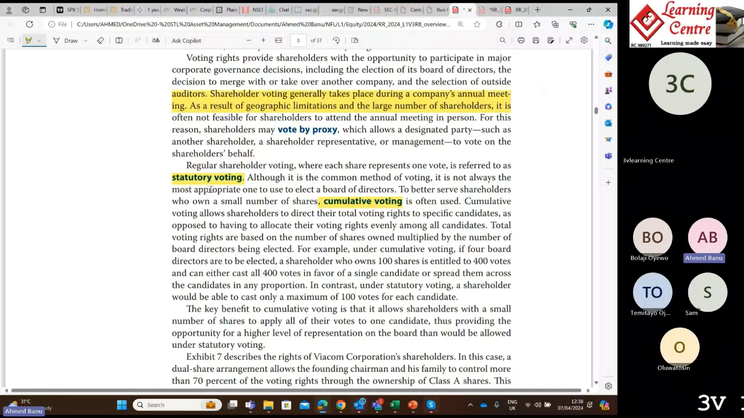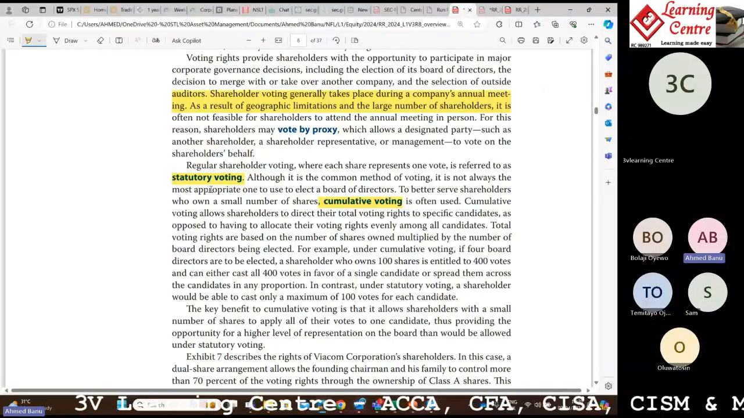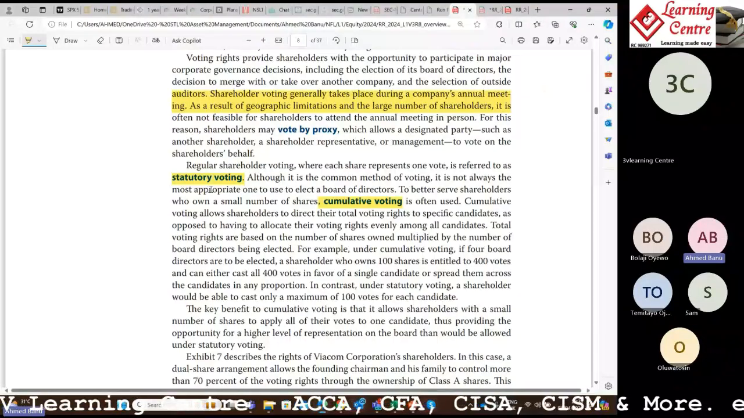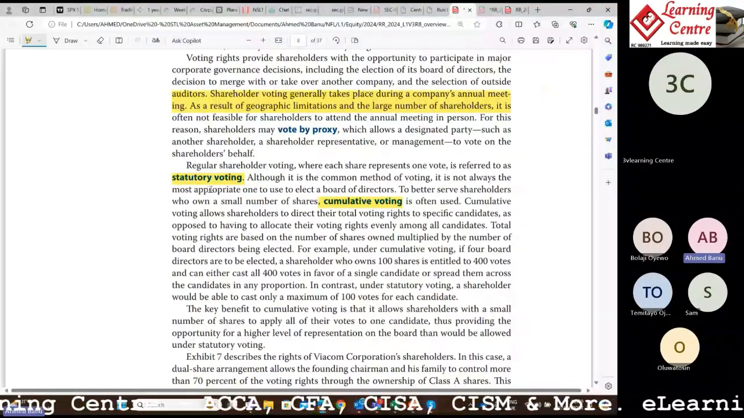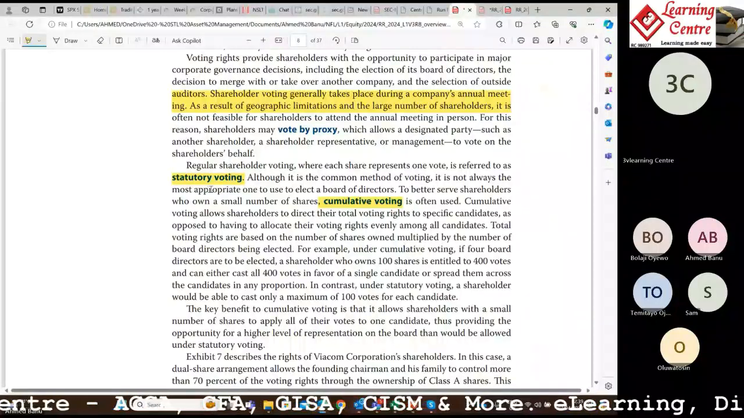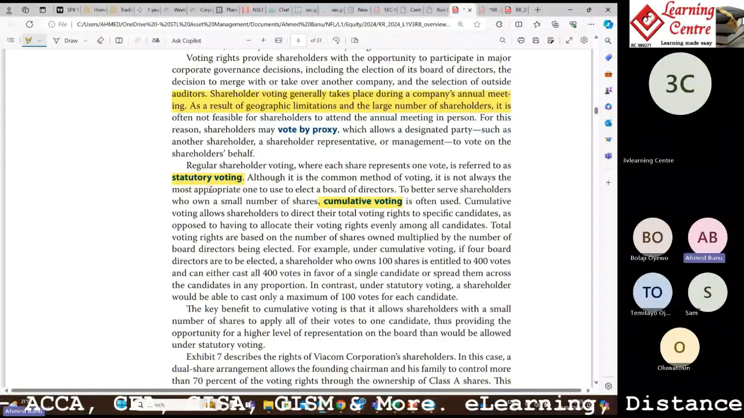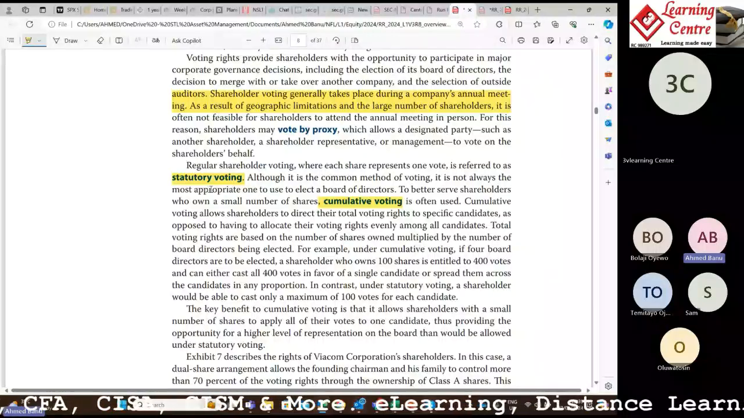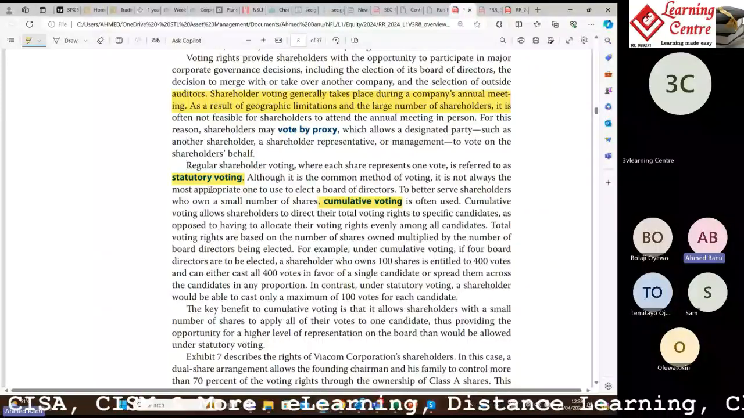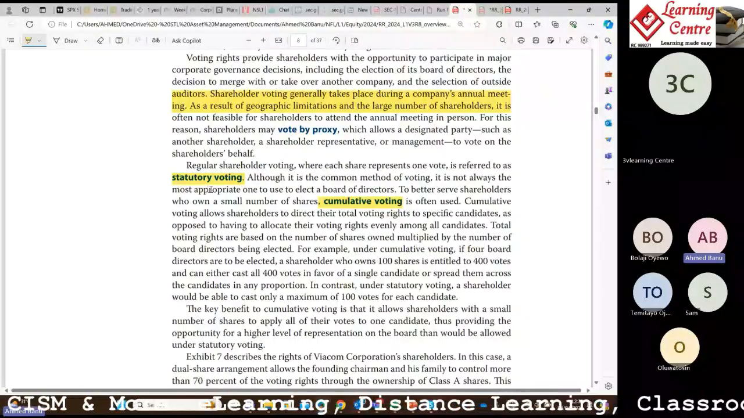For example, under cumulative voting, if 4 board directors are to be elected, a shareholder who owns 100 shares is entitled to 400 votes and can either cast all votes in favor of a single candidate or spread them across the candidates in any proportion. In contrast, under statutory voting, you have only 100 votes. So what they're saying there is, if I have 100 shares for statutory, I automatically have 100 votes.